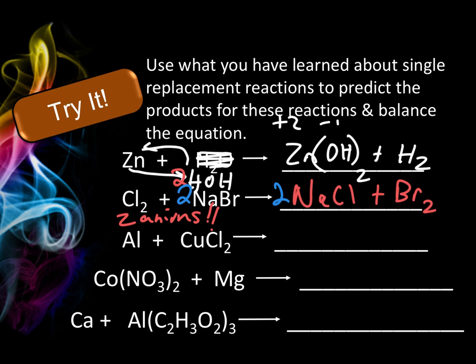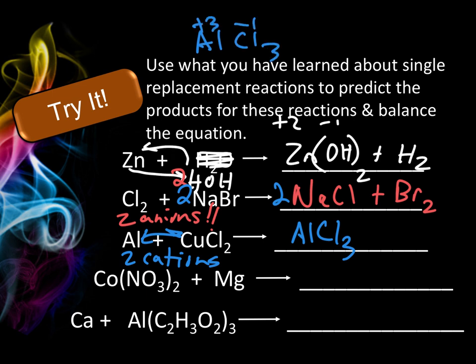All right, here we go. I got 2 cations. I got to switch Al and Cu. All right. AlCl3. Of course, Al has a positive 3. Cl is minus 1. If you stink at subscripts, you got to study.